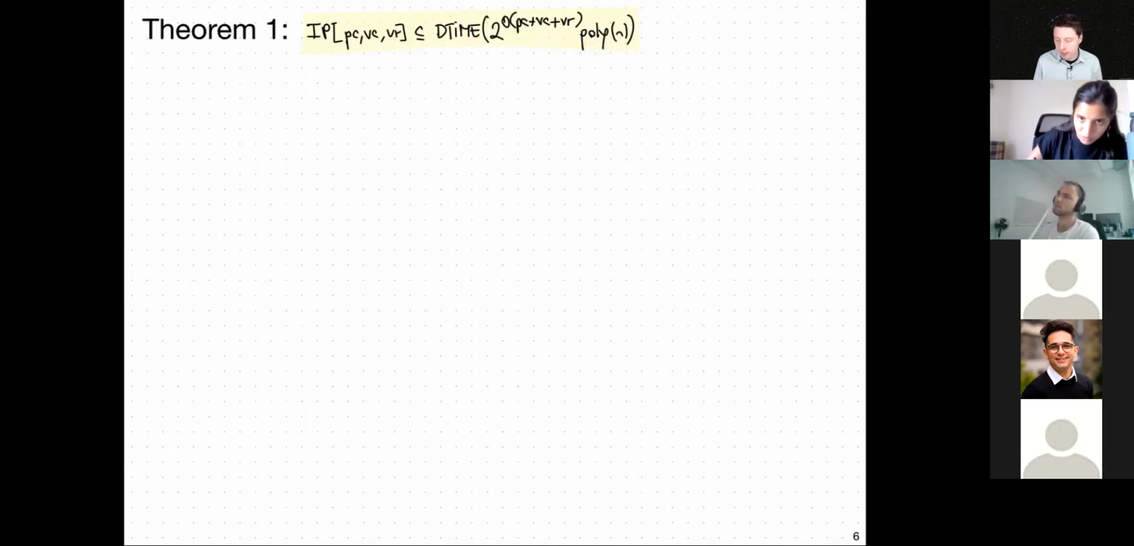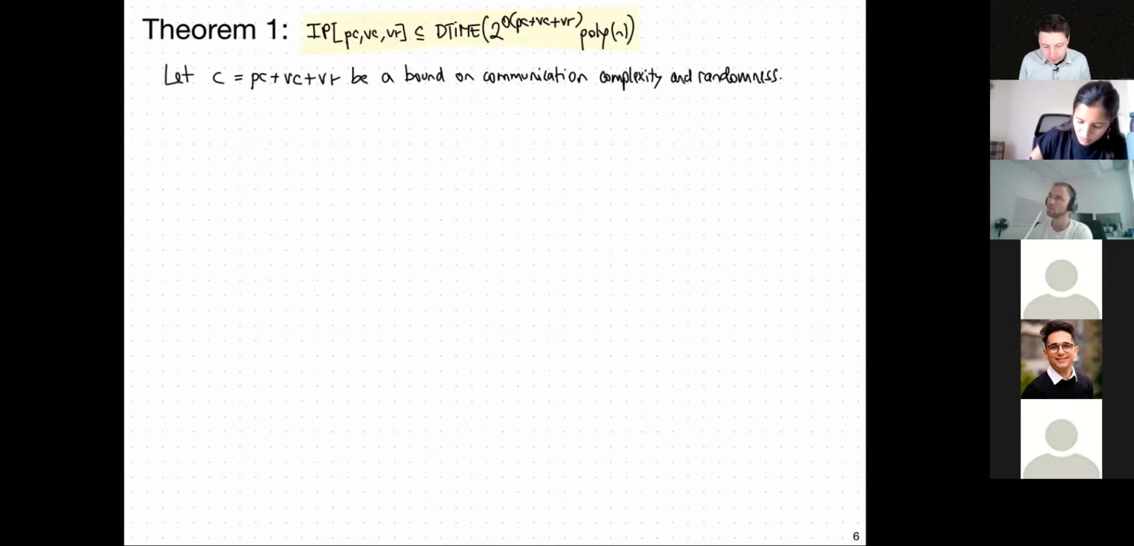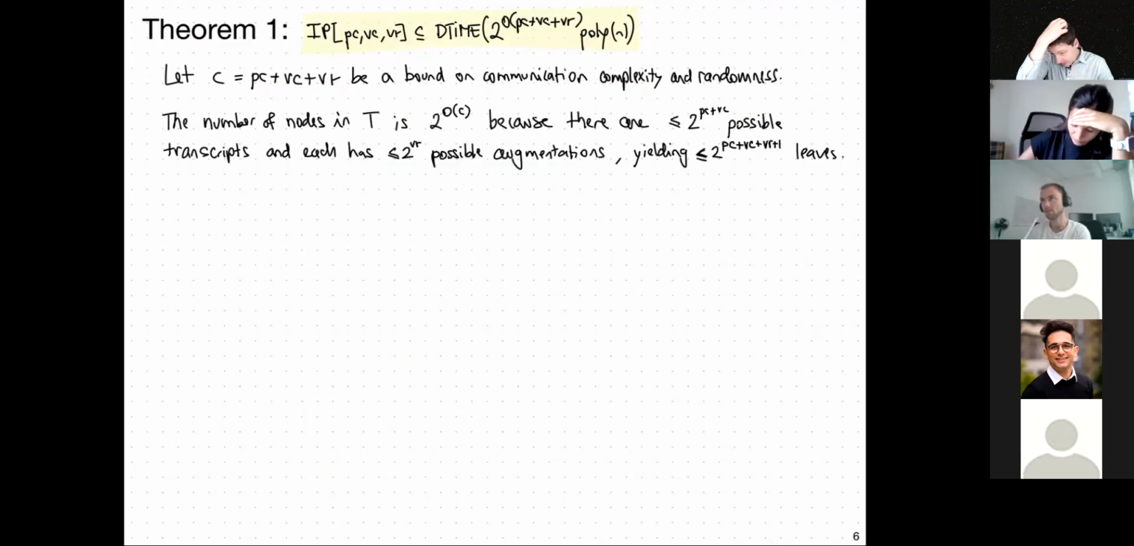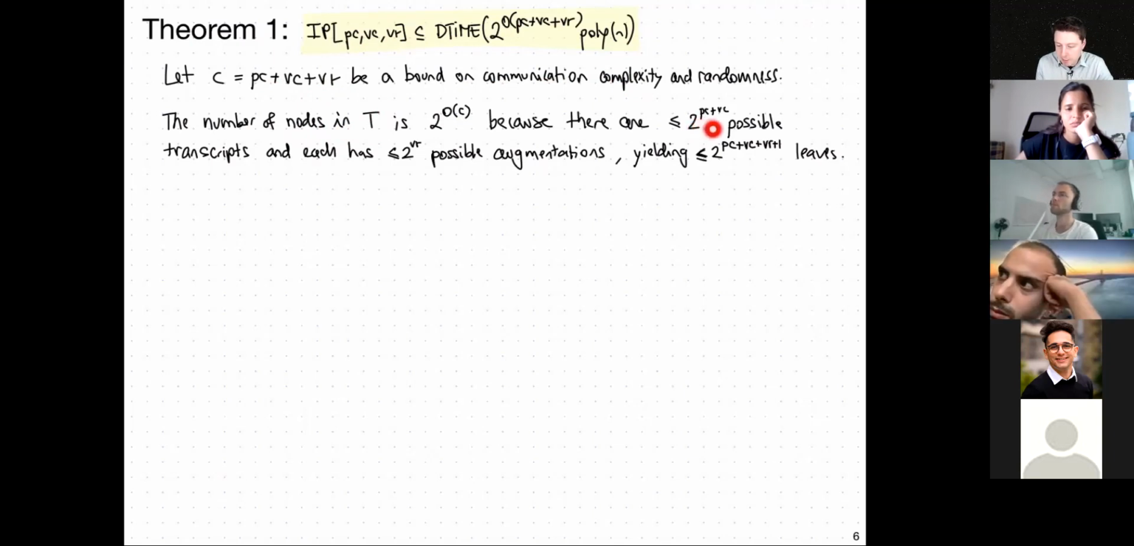Okay, so let's give a name C to be the sum of all of these parameters. So it's basically a bound on the communication complexity and randomness. This is actually a pretty simple proof. Look, the number of nodes inside the game tree is at most 2 to the order of C, because there are at most 2 to the PC plus VC possible transcripts. So that's the number of internal nodes, right?